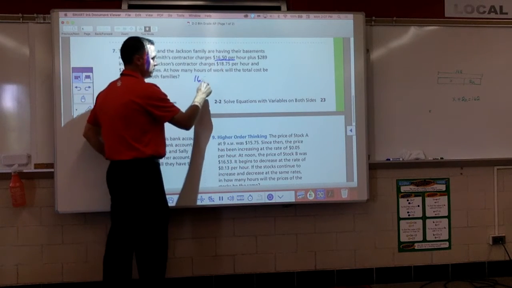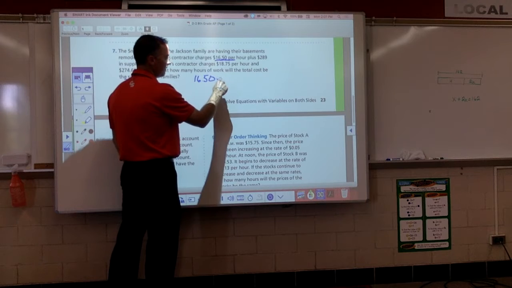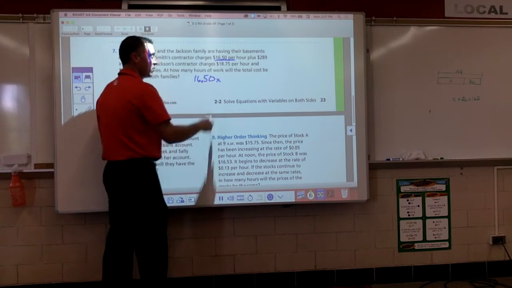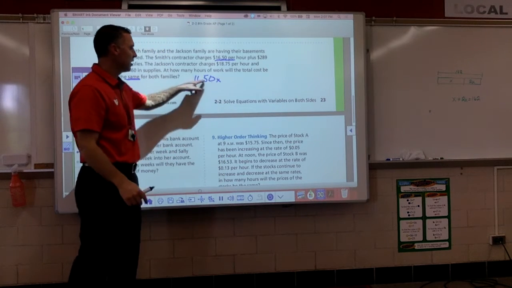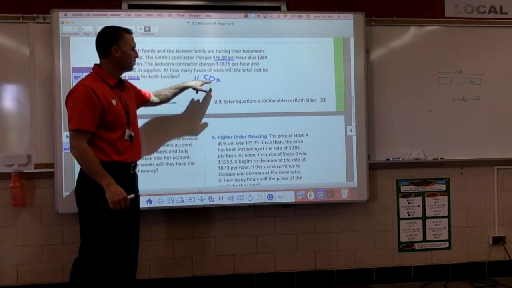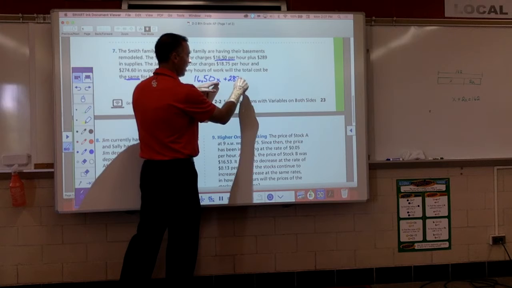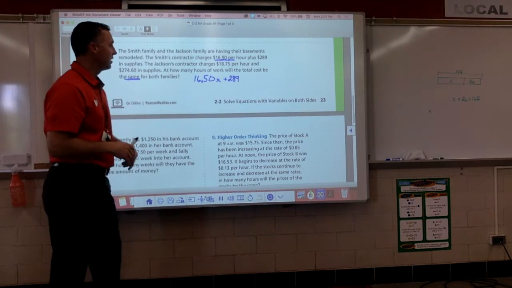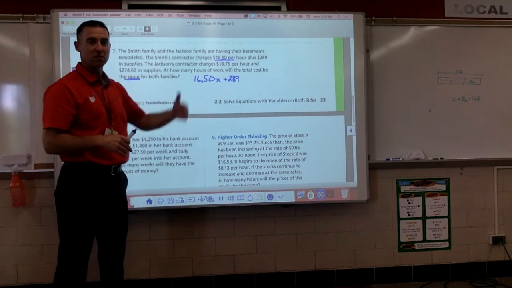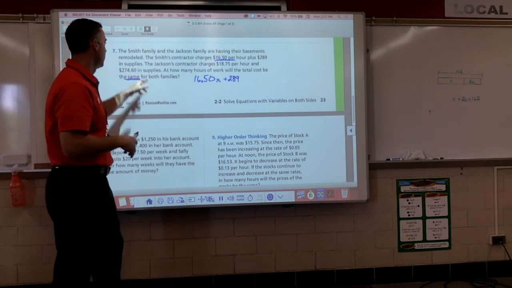$16.50 per hour, well, that's a variable term. The number of hours can change, folks. That's not always going to be the same. It's always going to be multiplied by the number of hours. Plus the $289, which will be constant, that will never change. They're going to charge $289 for supplies.